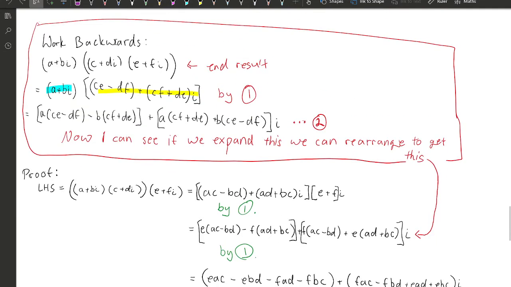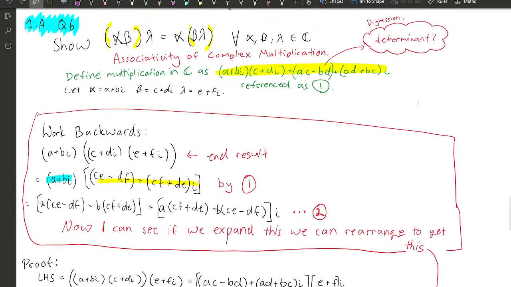Okay, so the first step, actually I'll leave that up there so you can still read it. The first step, in a problem like this where it's pretty complicated and you're going to get lost even if it's fairly simple, is to work backwards. So we know that our result that we want is alpha times, in brackets, beta times lambda. So we have alpha by itself as this complex number, times in brackets beta times lambda. That's the end result we want.